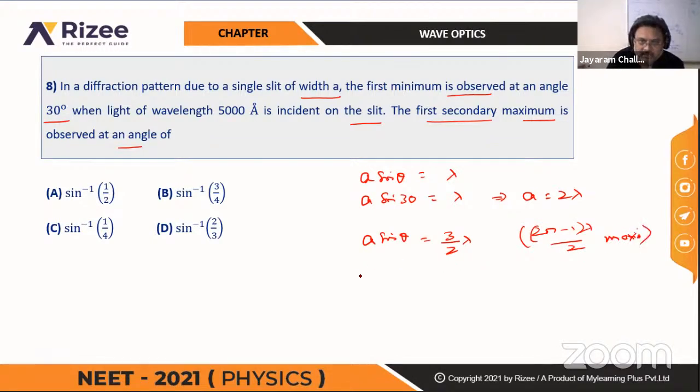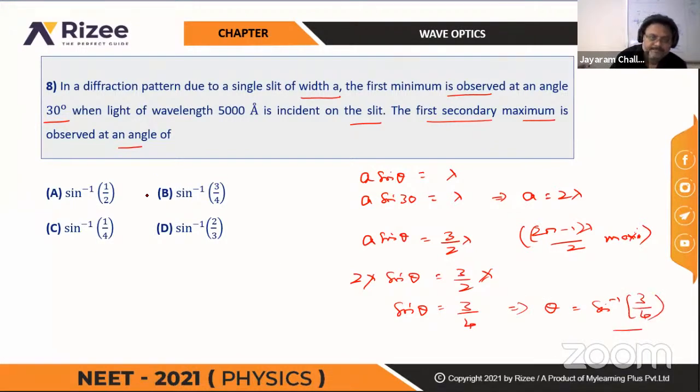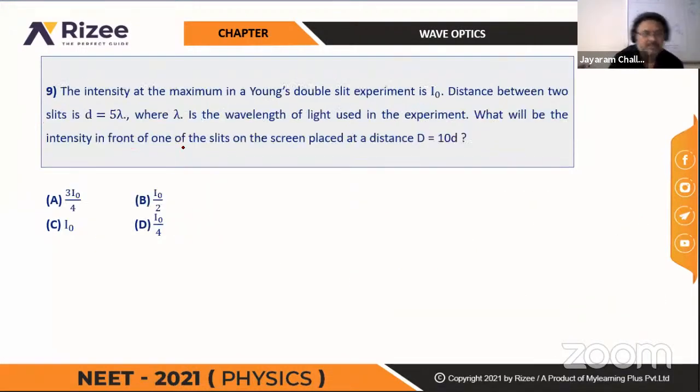So now the a value is 2 lambda, so this is sine theta is equal to 3 by 2 lambda. Lambda can be removed. Sine theta is equal to 3 by 4, in the sense the new value of theta will be equal to the sine inverse of 3 by 4. So this is our relationship case.